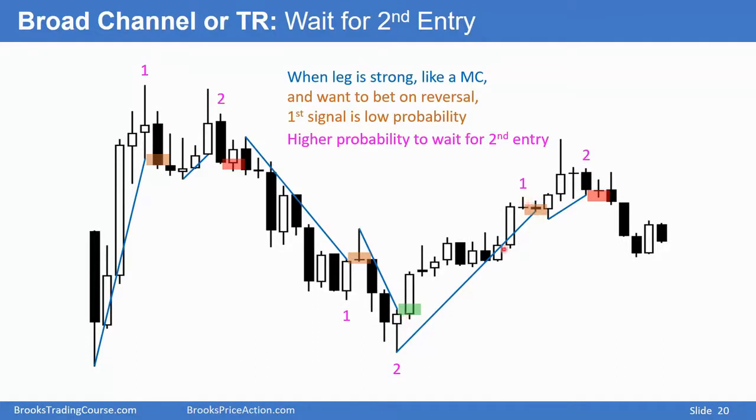Here's the first break below a bull microchannel. It failed. And then we have another small bull microchannel. This is a second attempt down. Higher probability of success. Also a decent looking bear bar. Also, the entire screen looks like a trading range. And when the market is near the bottom of a trading range, bulls like to buy second reversals up. When the market's near the top of the trading range, bears like to sell second reversals down.